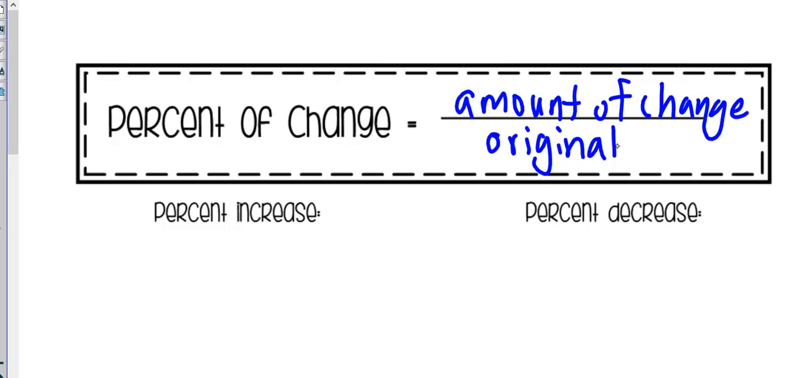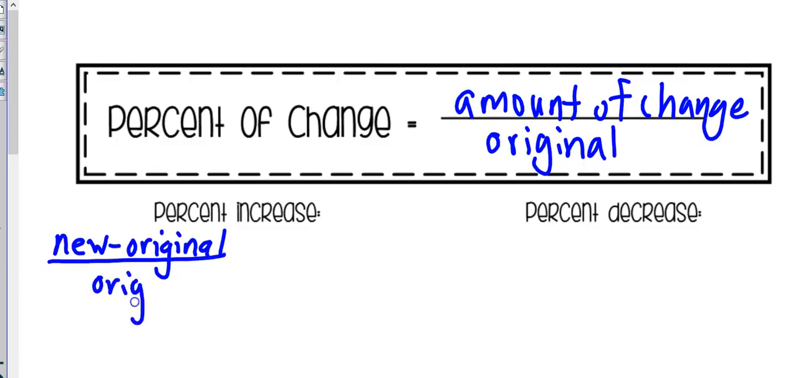Percent increase is found by taking the new amount minus the original, because you're looking at a change in two different things, and you're setting that over the original. So this is kind of like your part. The top here is like your part, and the bottom is like your whole.